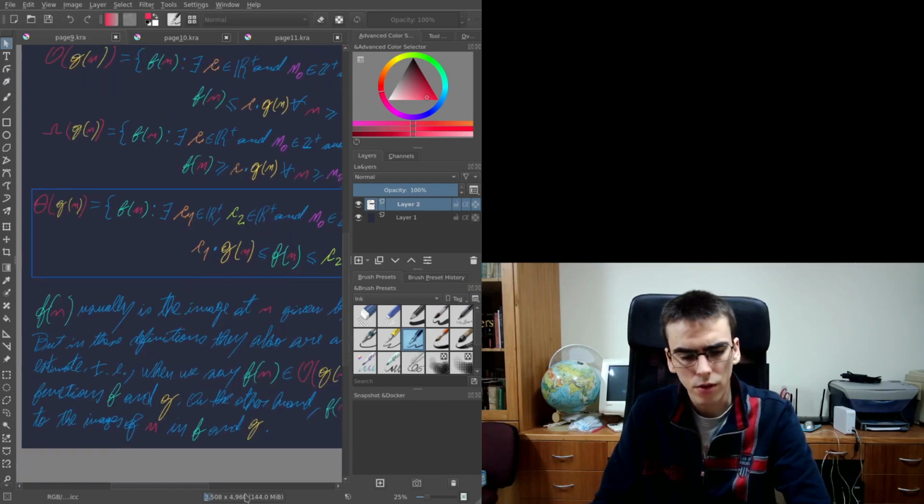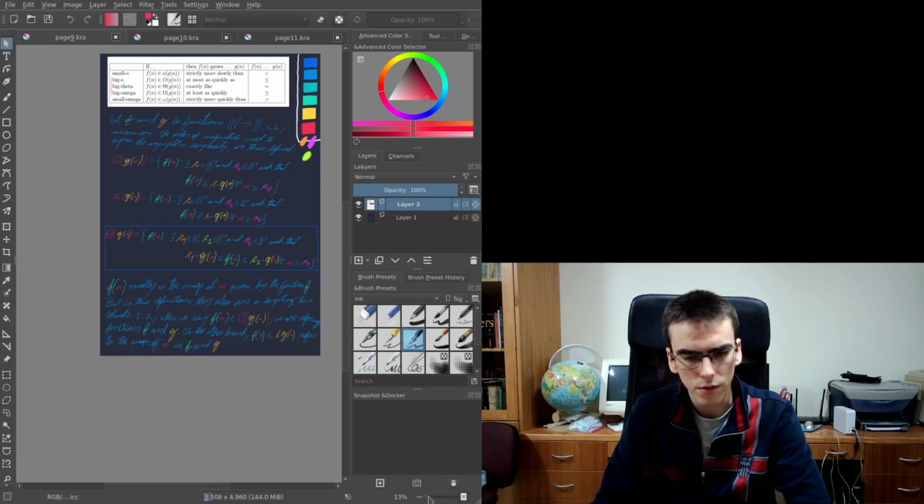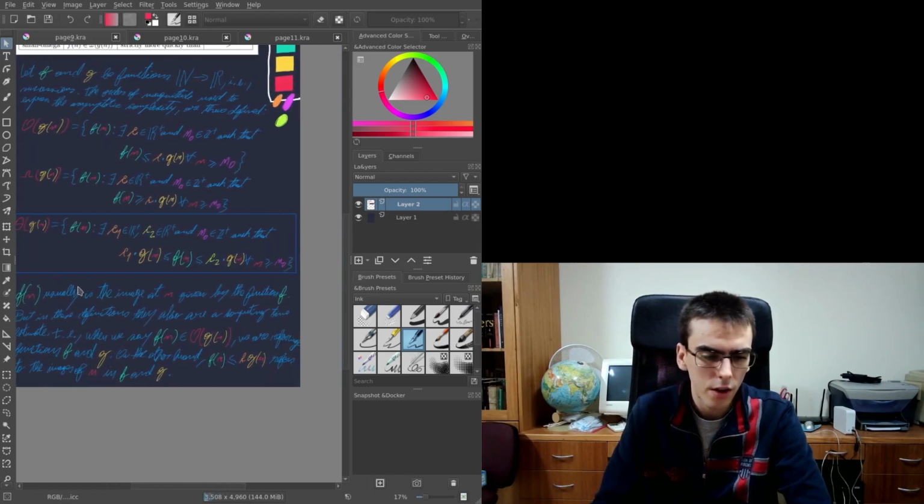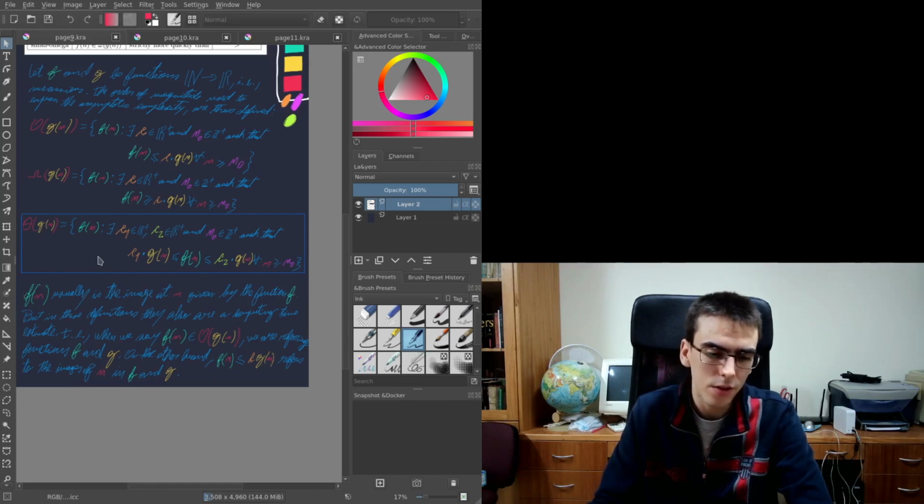I wrote here a note on notation because I actually find this quite relevant for a good understanding of this. These are actual functions, f of n, right? F of n usually is the image at n given by the function f, right? But in these definitions, they also are computing time estimates. When we say the function f of n is in big O of g of n, we are referring to function f and g. On the other hand, when we write f of n smaller than c times g of n, this already refers to the image of n in f and g.